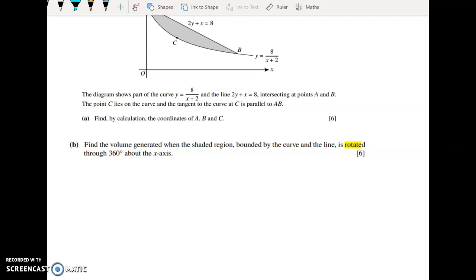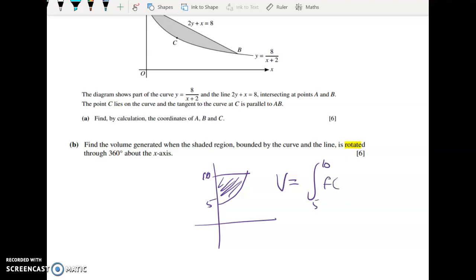The only other kind of problem you're going to get with these is when we're integrating around the y-axis, and the only thing that changes there will be that there'll be y limits, and I'm going to have f of y here. So I'm going to have pi times f of y squared dy. I'll do one of those another day.